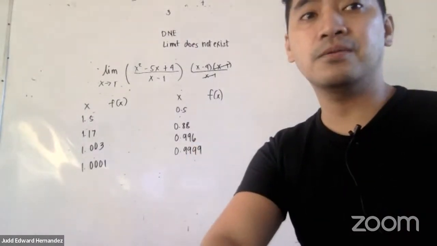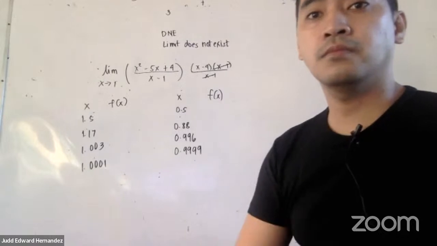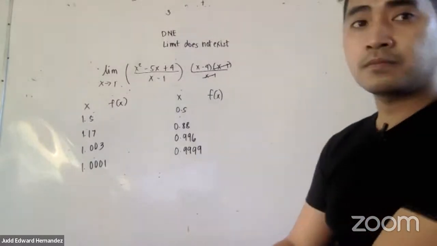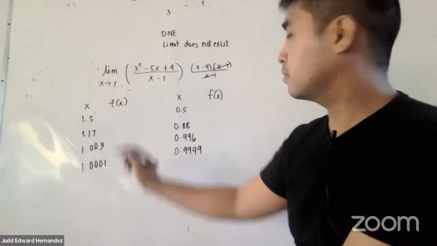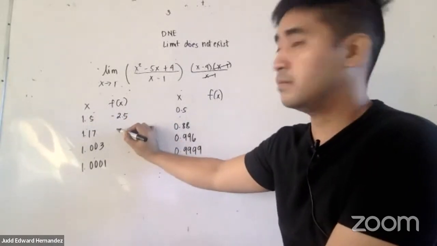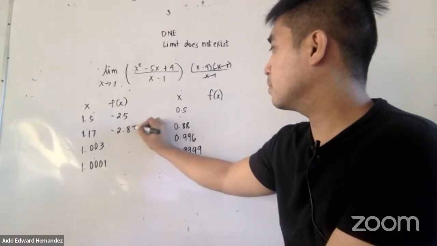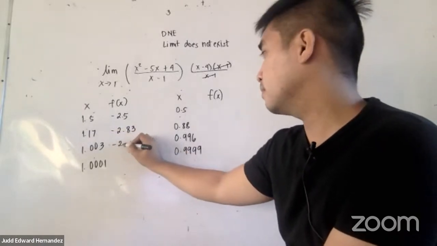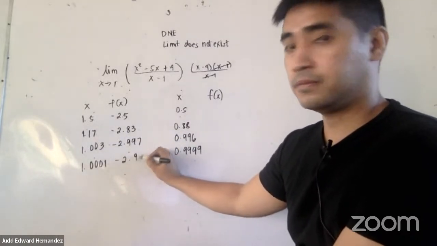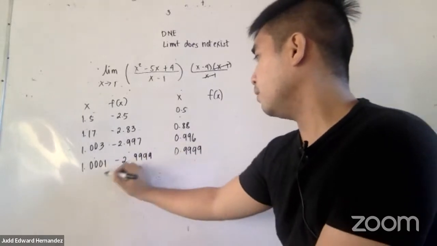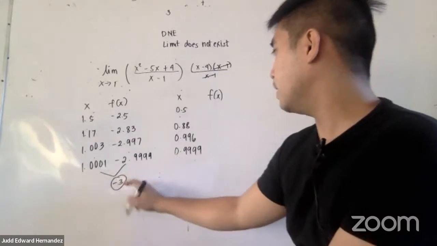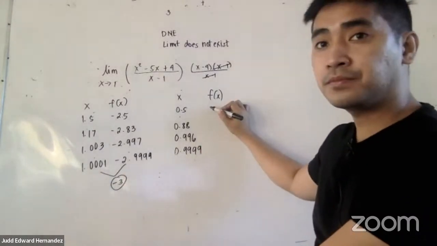So what happens now? Isa-substitute po yung lahat ng values. Dun po sa left, yung 1.5 minus 4, ang sagot po is negative 2.5. 1.17 minus 4 is negative 2.83. 1.003 minus 4 is negative 2.997. Wherein we could say that this is approaching negative 3. Okay. So how about for this one?